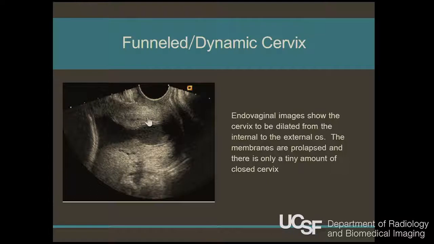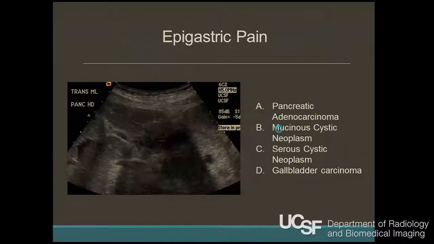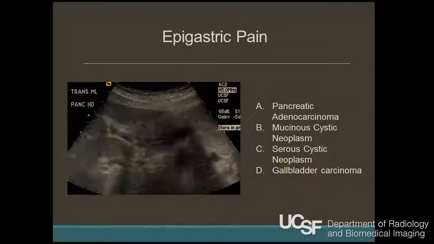This is a funneled cervix with prolapsing membranes. The cervix is actually not shortened, it's just open. And one thing I always tell my techs is if you see anything funny with the cervix, have a very low threshold for doing endovaginal imaging. They never want to do it because it takes more time, but have a low threshold.